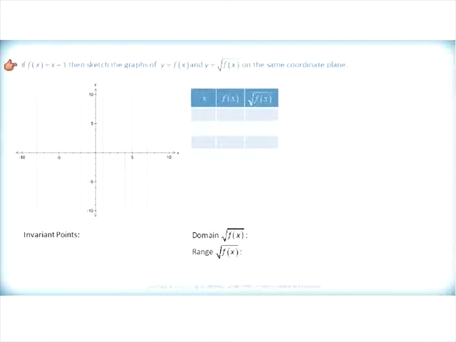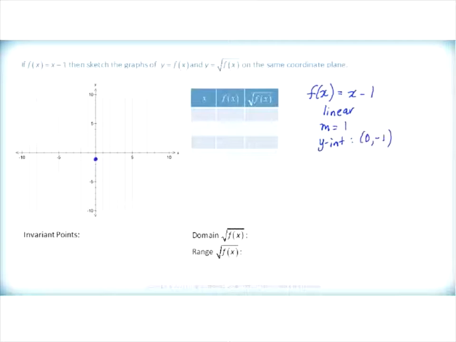To begin, if f of x is equal to x minus 1, then sketch the graphs of y equals f of x and y equals the square root of f of x on the same coordinate plane. If we look at the equation, f of x is equal to x minus 1, we should recognize it as a linear function, where the slope of the function is equal to 1, and the coordinates of the y-intercept are at 0, negative 1.